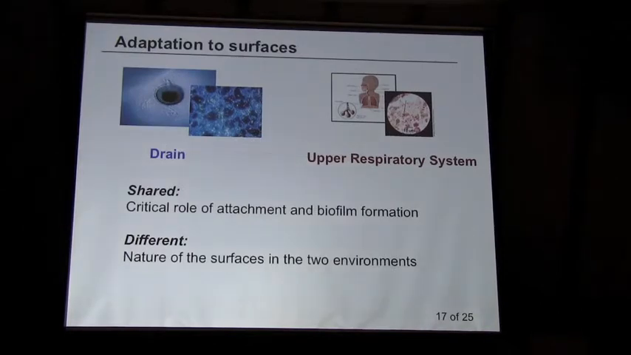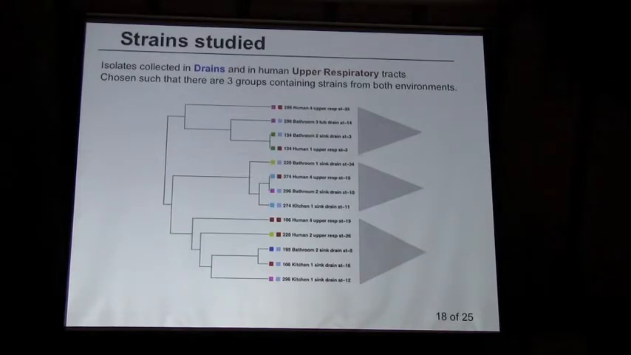So why attachment, and why surfaces, out of all the things in the abiotic environment that we could have looked at? Well, we know that attachment and biofilm formation are really important both in drains and in upper respiratory systems, but that the nature of the surfaces that they're interacting with are really different. So there would be an opportunity for selection for divergence in traits associated with surfaces. What we did was use those minisatellite data to choose strains to work on.